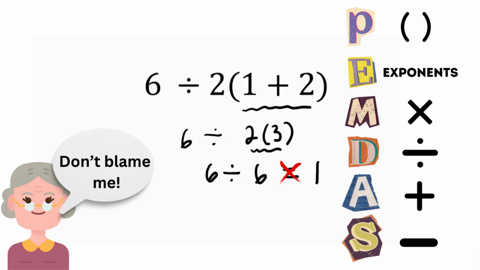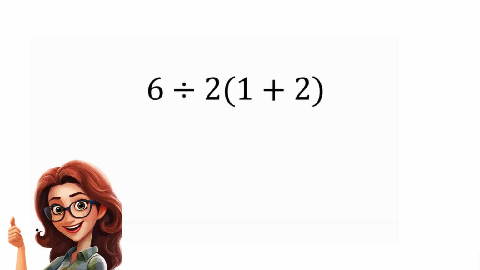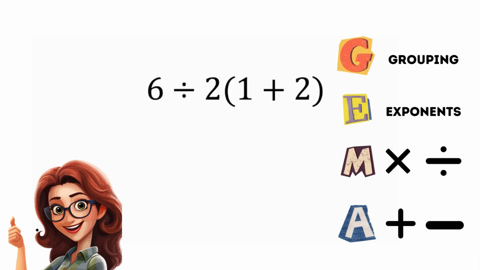All right, so let's look at a better way to do this. What about instead of teaching "please excuse my dear Aunt Sally," we teach GEMMA instead, G-E-M-A. And with GEMMA, what we're going to do is we're going to replace the division and subtraction. We're going to put it into 2 categories, multiplication operations and addition operations. So let's do this with GEMMA instead.